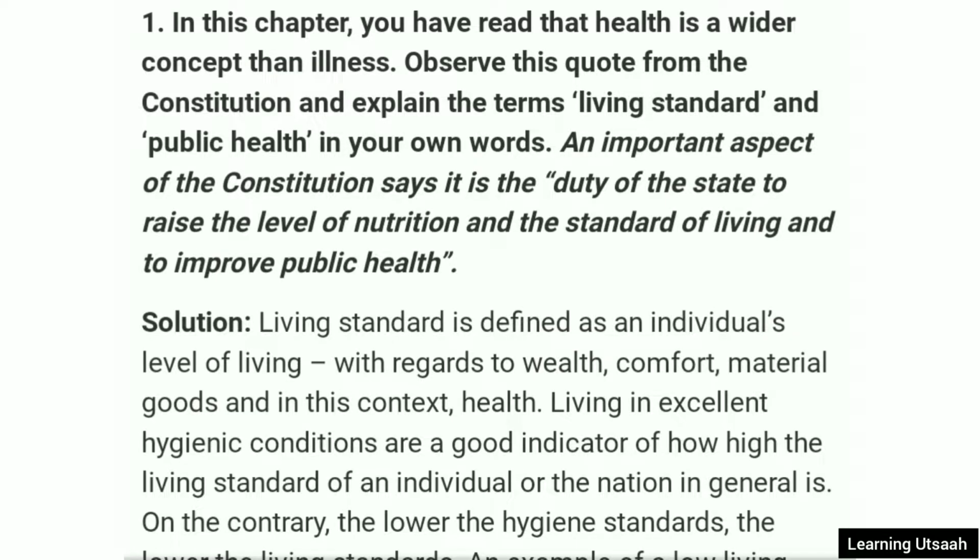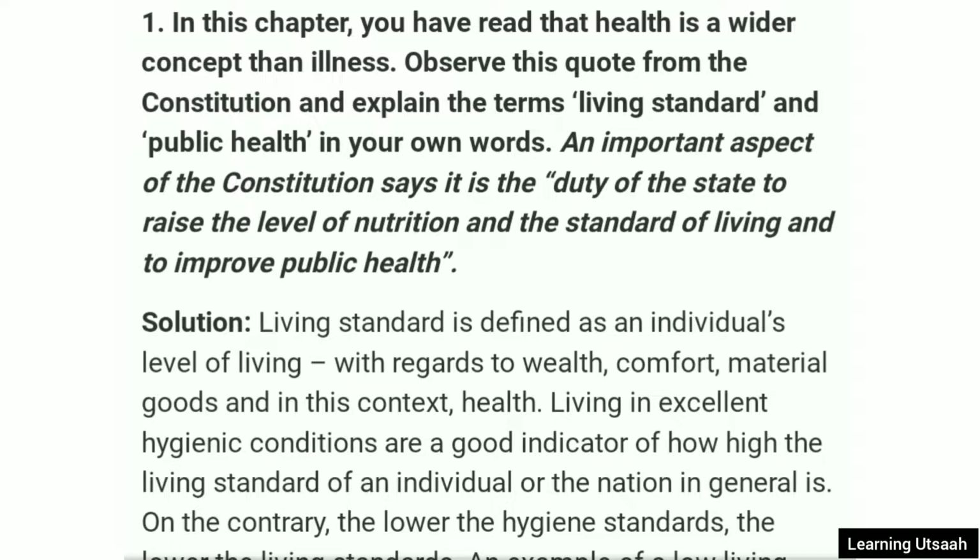In this chapter you have read that health is a wider concept than illness. Observe this quote from the Constitution and explain the terms living standard and public health in your own words. An important aspect of the Constitution says it is the duty of the state to raise the level of nutrition and the standard of living and to improve public health.